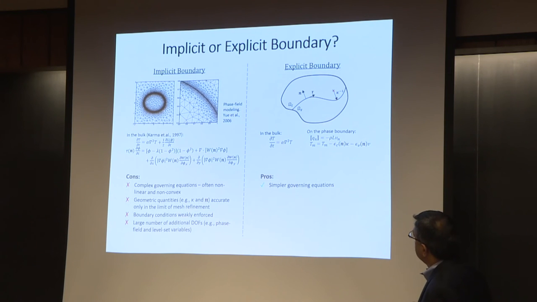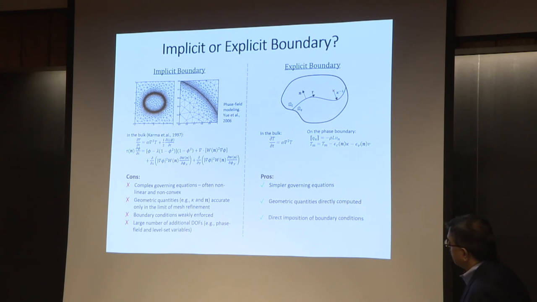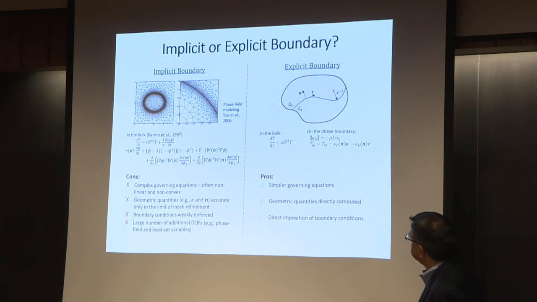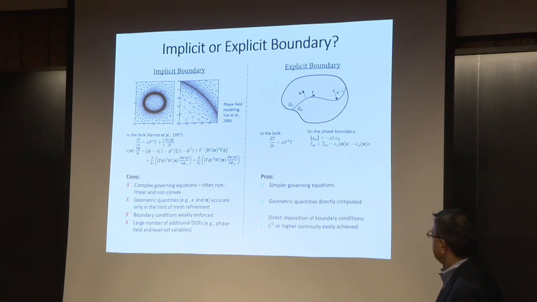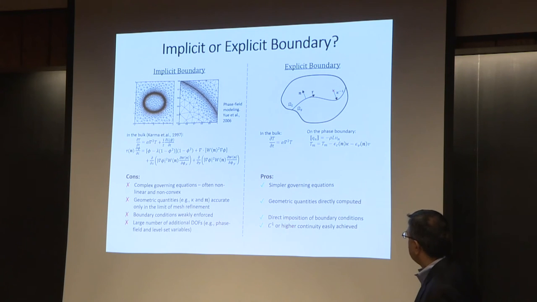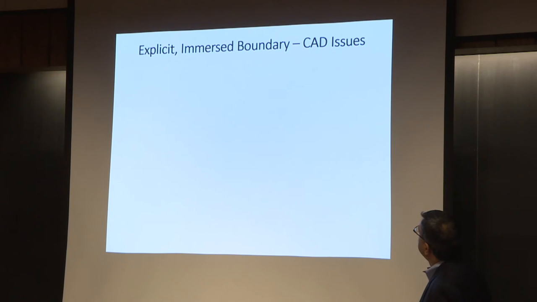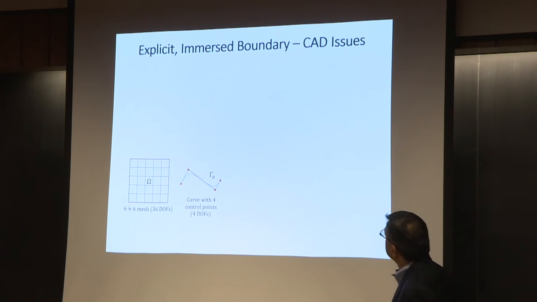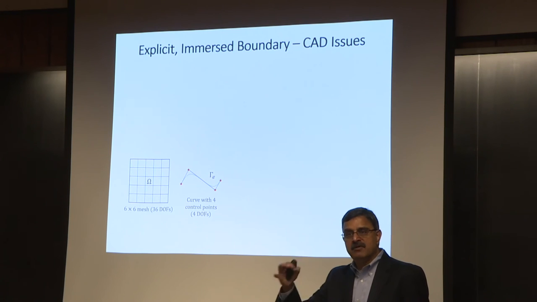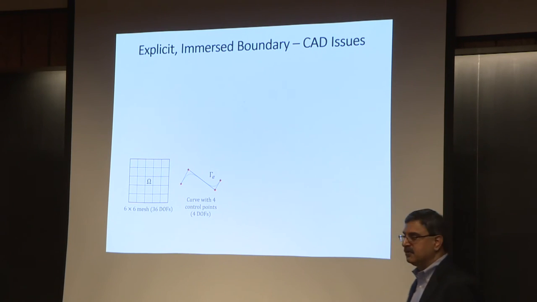Whereas with an explicit boundary, I have a simpler governing equation. This is a solidification problem, the Stefan problem. Geometric quantities are directly computed. Curvatures and normals are explicitly known. And I can impose boundary conditions directly. And I can also achieve higher continuity of the interface. So what we have attempted to do was to construct explicit immersed boundary and solve a variety of problems. That's what we've done over the last few years.